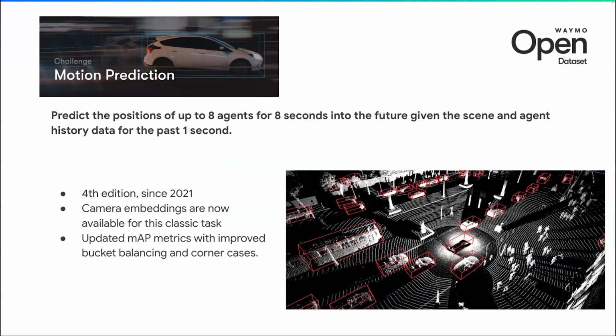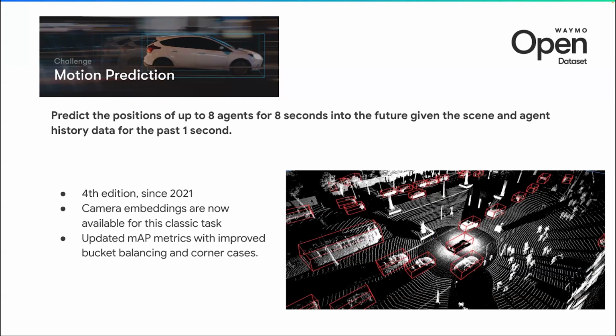So at a high level, the goal of the motion prediction challenge is to predict the positions of up to 8 agents for 8 seconds into the future, given the agent history and scene data for the past 1 second. And I'll get into some more detail about that. But first, I'd like to thank all the participants from the challenge this year. We had great participation, and we appreciate all the work that went into it.